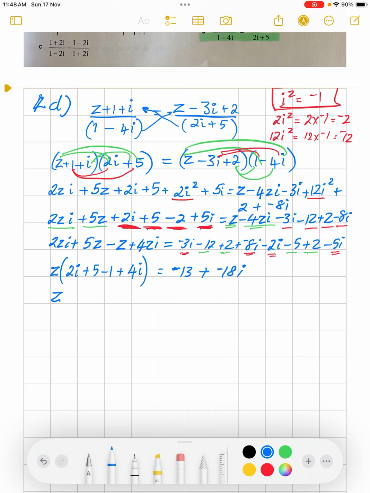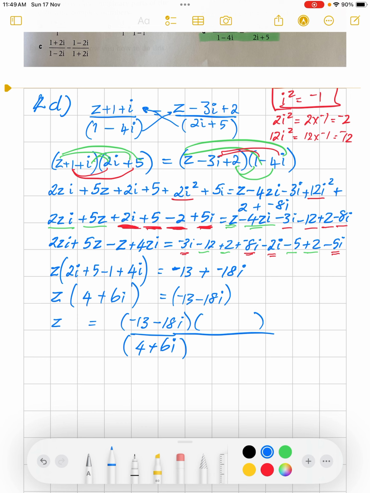Alright, simplifying this bracket here, we've got 5 take 1 is 4, 2 plus 4 is 6i is the imaginary component, and we've got negative 13 minus 18i. We'll leave the z here. We'll take that numerator and divide it by that factor 4 plus 6i. And now, to finish, we need to multiply by the conjugate of 4 plus 6i. That's a plus, the conjugate has a minus. So it's 4 minus 6i.